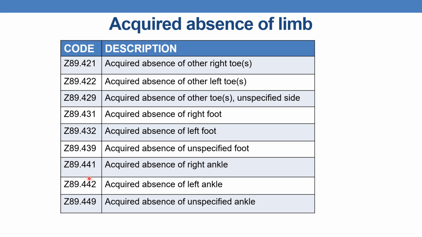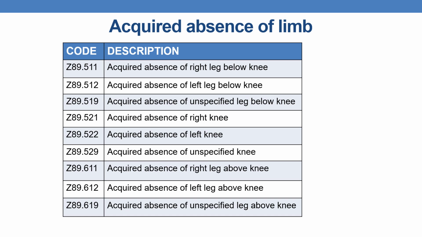The next is Z89.441, acquired absence of right ankle. 442 indicates acquired absence of left ankle, and 449 indicates acquired absence of unspecified ankle. The next code is Z89.511, acquired absence of right leg below knee. Right leg below knee amputation. You can see below knee amputation codes. So Z89.511 is given for acquired absence of right leg below knee. Next, Z89.512 indicates acquired absence of left leg below knee. And 519 indicates unspecified leg below knee.